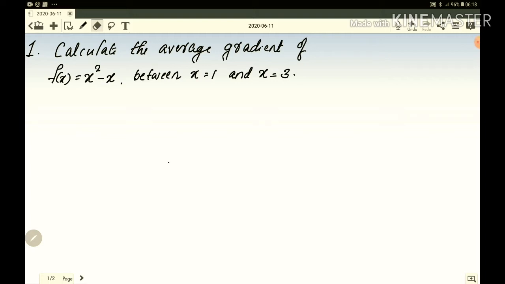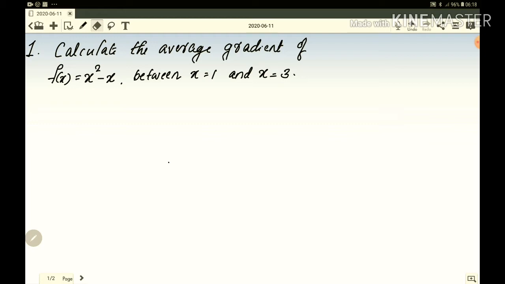Let us start today's video with a question in average gradient. After that, we can go to rules for differentiation because we did not do this type of questions before. So the question is, calculate the average gradient of a function f of x is equal to x square minus x between x is equal to 1 and x is equal to 3.